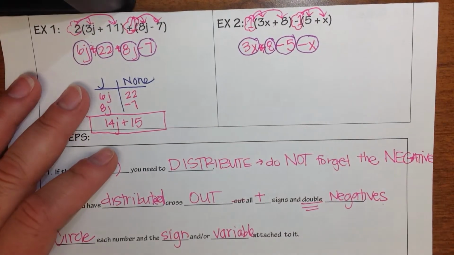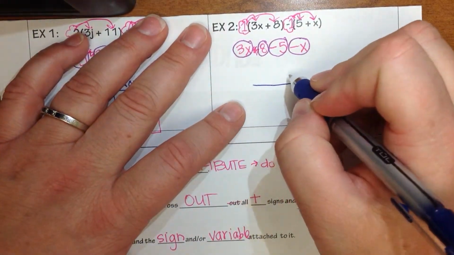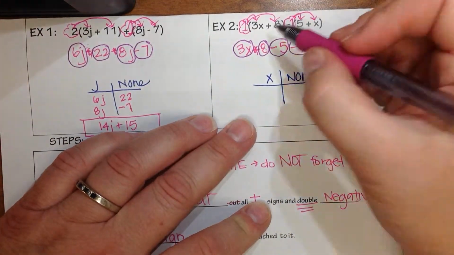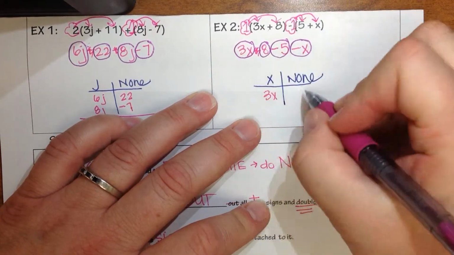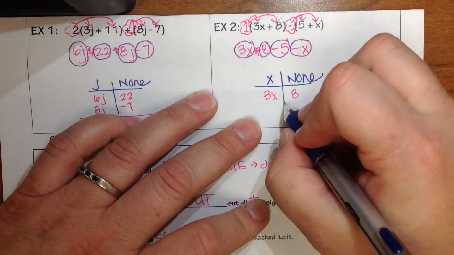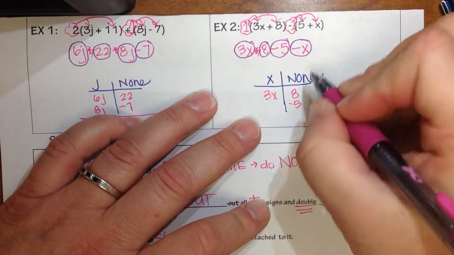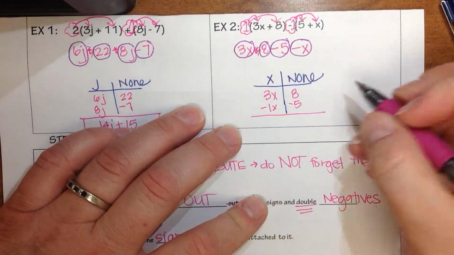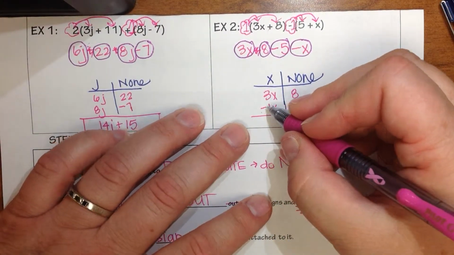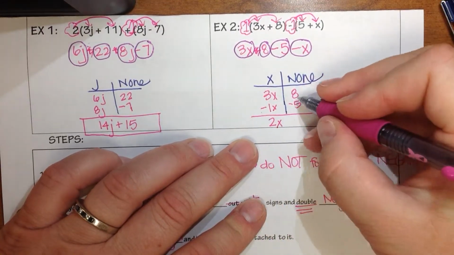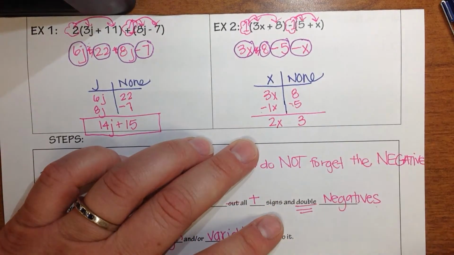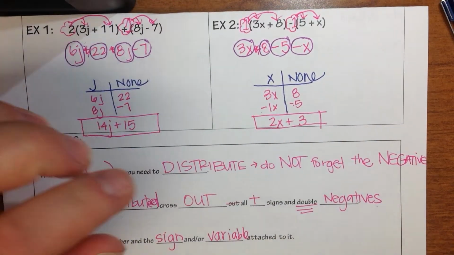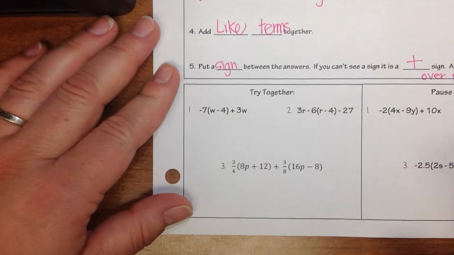So over here I come and I look, and again this time my families are X, and I still have none, those without a name. So I have 3 X's, I have 8 positives, and then I have 5 negatives, and then negative X, or if it helps, you can put negative 1X. So when I'm doing this, I have 3 minus 1, or 3 positives, 1 negative, which leaves me with 2X, and 8 minus 5, which is 3. No sign between them, I put my plus. And I'm done.